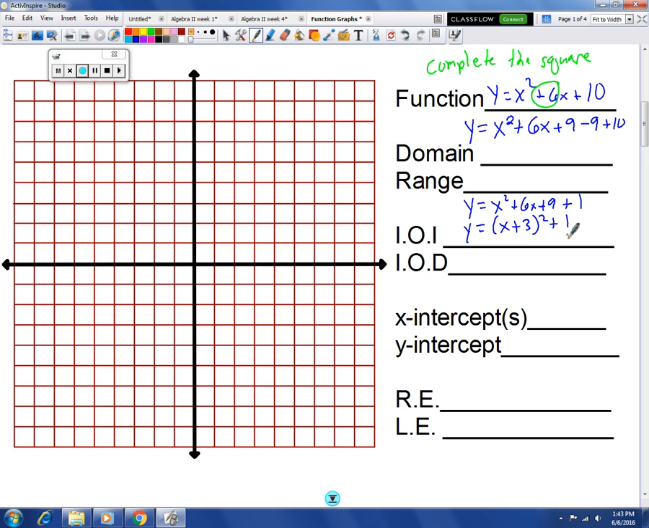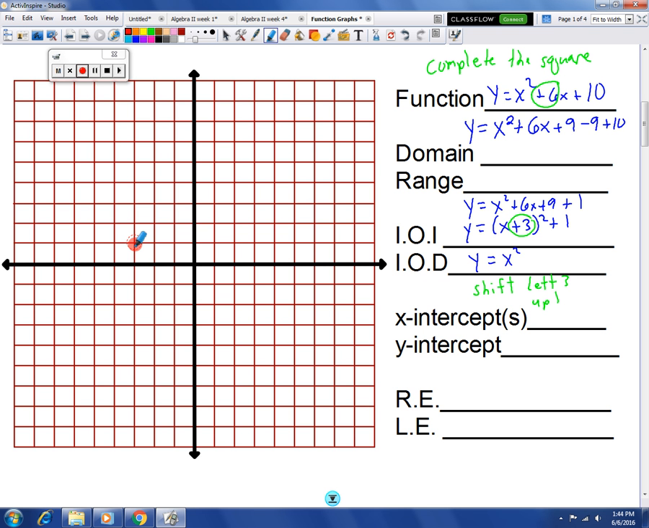Okay, so what does that mean? How is that different from this function, y equals x squared? Well, the plus 3 is grouped in with that x. That means it's a shift left or right. So take that basic parent function, y equals x squared, shift it left 3, and the plus 1 behind the parenthesis means shift it up 1. I just take my vertex, which would be at 0, 0, and shift it left 3 and up 1. So my vertex is at -3, 1.